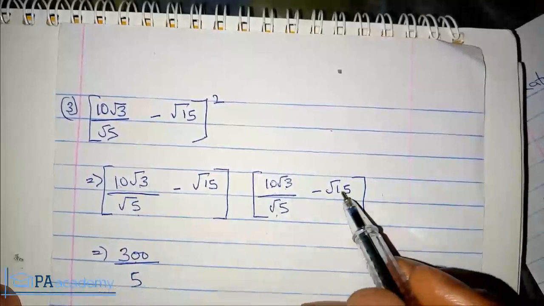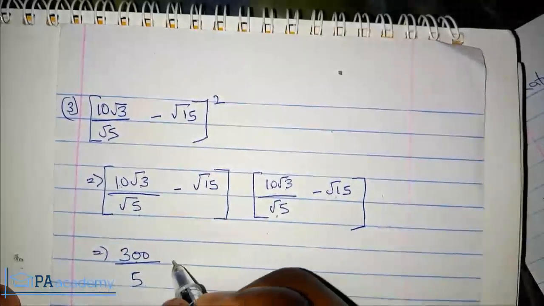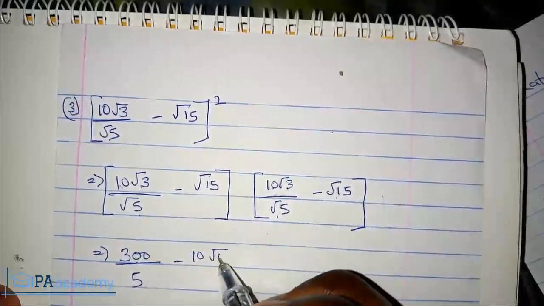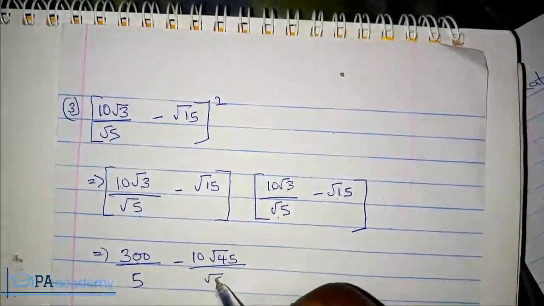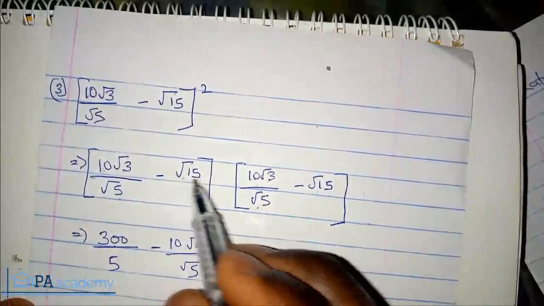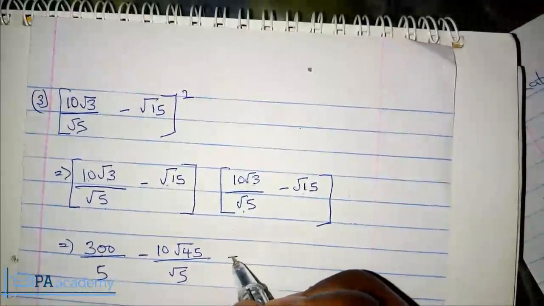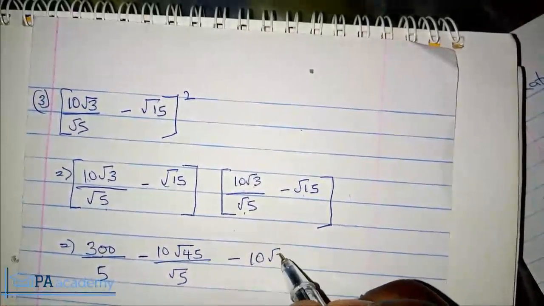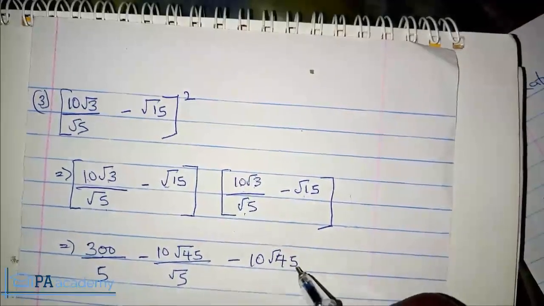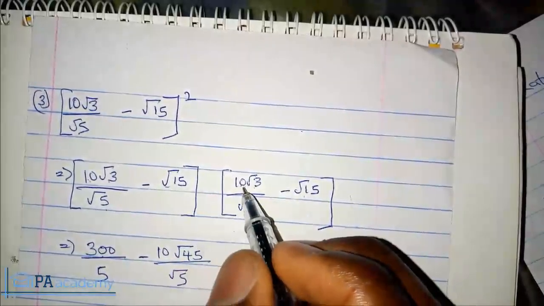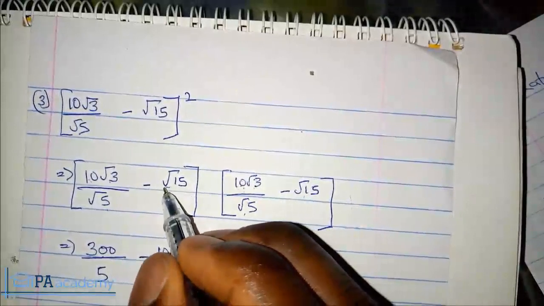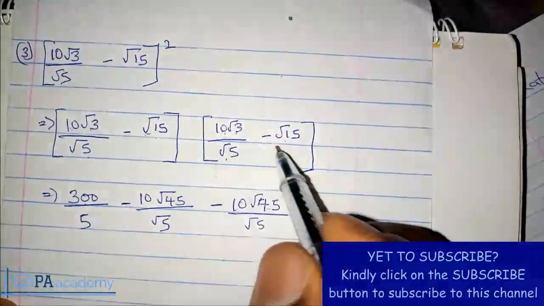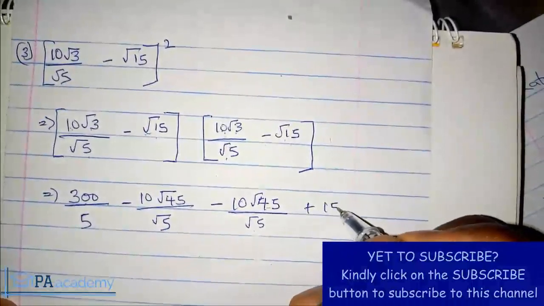Now 10√3 multiplied by √15 will give us, with this minus sign, minus 10√45 over √5. Now you use minus √15 to multiply what we have in the second bracket. So minus √15 multiplied by 10√3 over √5 will give us minus 10√45 over √5. 10 multiplied by √15 times √3, that's why we arrive at √45 over 5. Then minus √15 multiplied by minus √15 will give us plus 15.